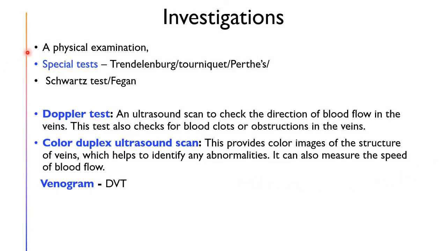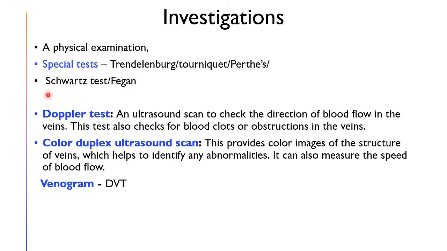What are the investigations that can be done for varicose veins? Varicose veins are easily diagnosed by a physical examination, inspection, and palpation. Then this should be followed by some special tests, and the two important tests are the Trendelenburg test, which is also nowadays known as the tourniquet test, and Perthe's test.